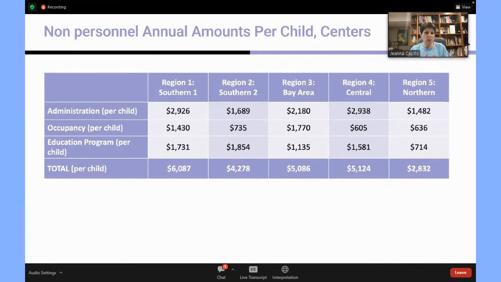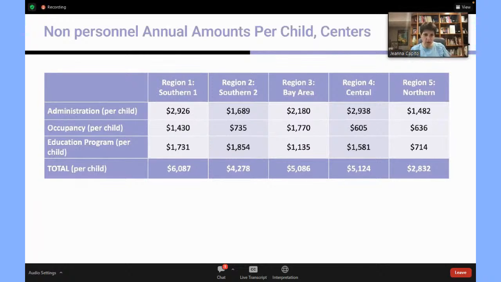And we organize them per child because, as we talked about last week, there was a question of whether this would go up if you served more children. It's a per child calculation. This is the annual amount for these non-personnel amounts per child. The more children you serve, the multiplier is higher.